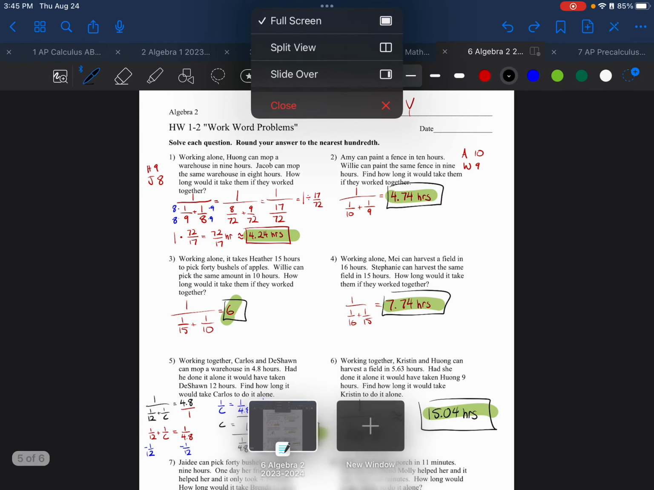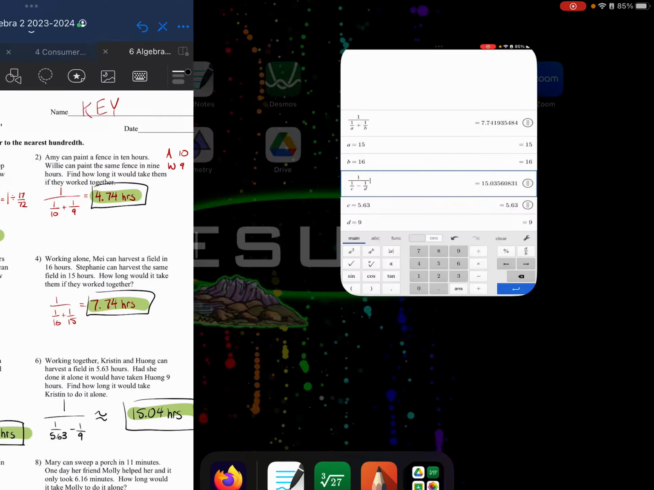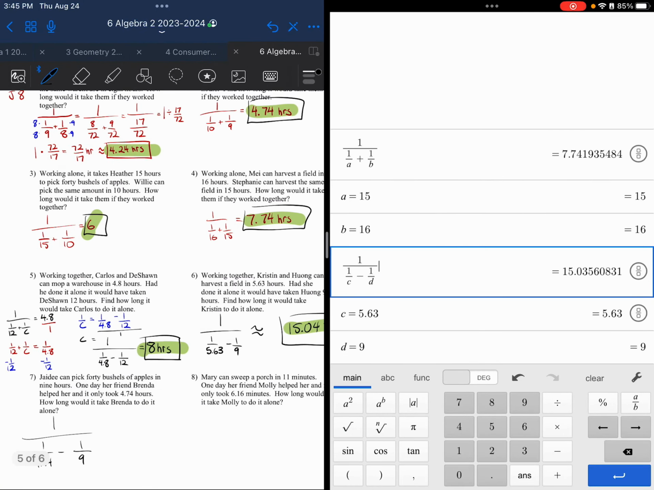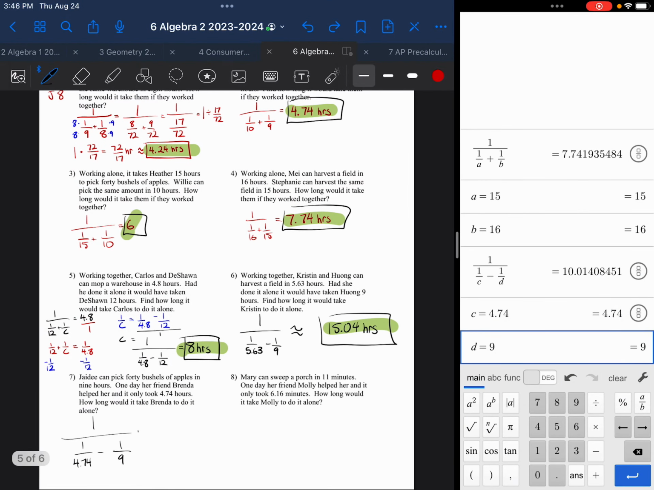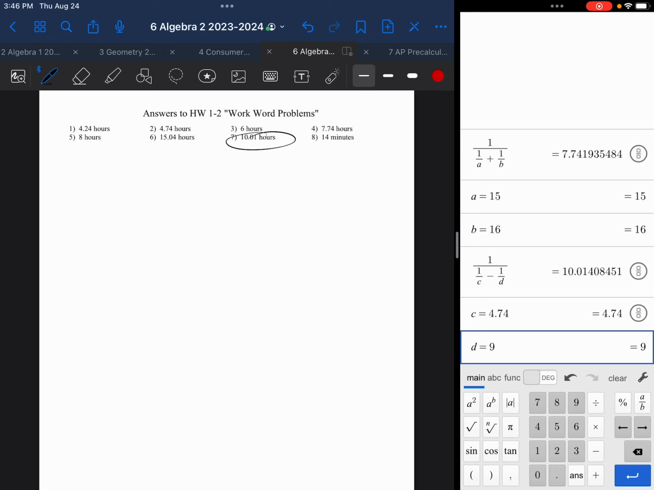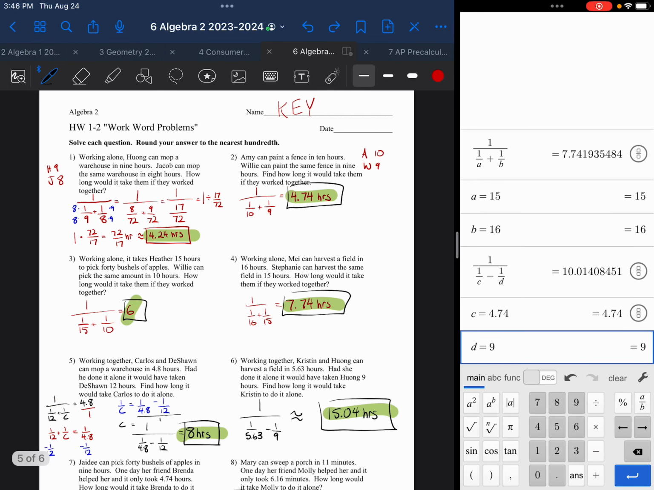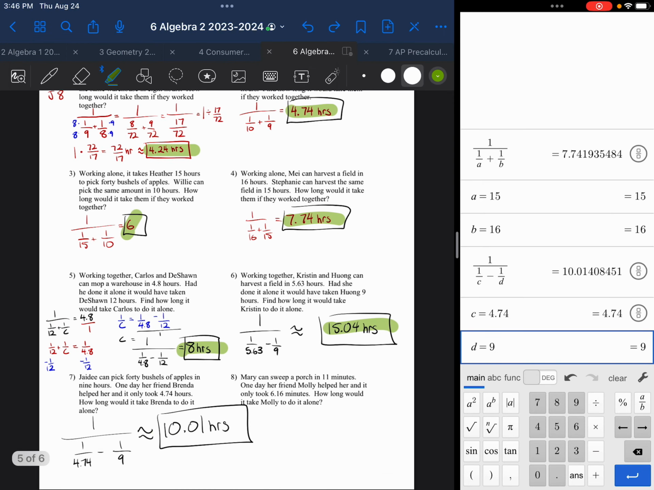I have to split the screen again. So if I split the screen, I get the new together rate is 4.74. The individual rate is still 9, and I get 10.01. So we come back over here and say that this is about 10.01 hours. I'm going to box that. I'm going to check my work. 10.01 hours. We got it. So I'm going to come back over here, and I'm going to highlight that green.